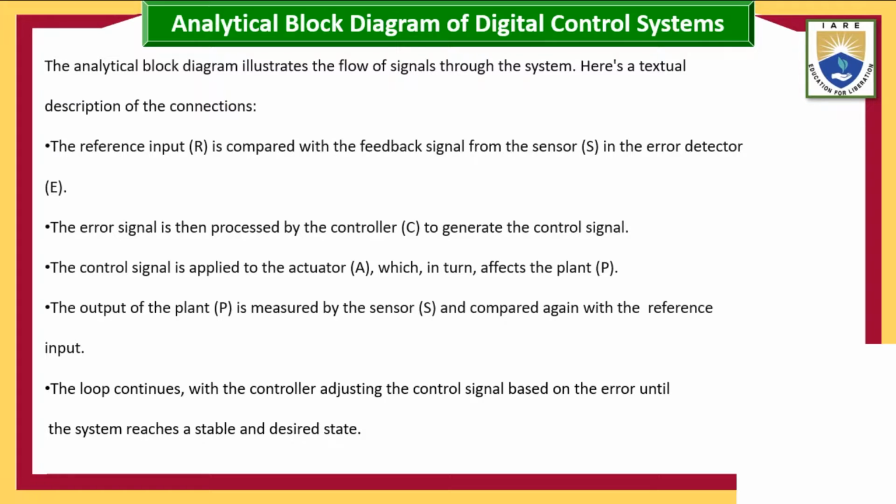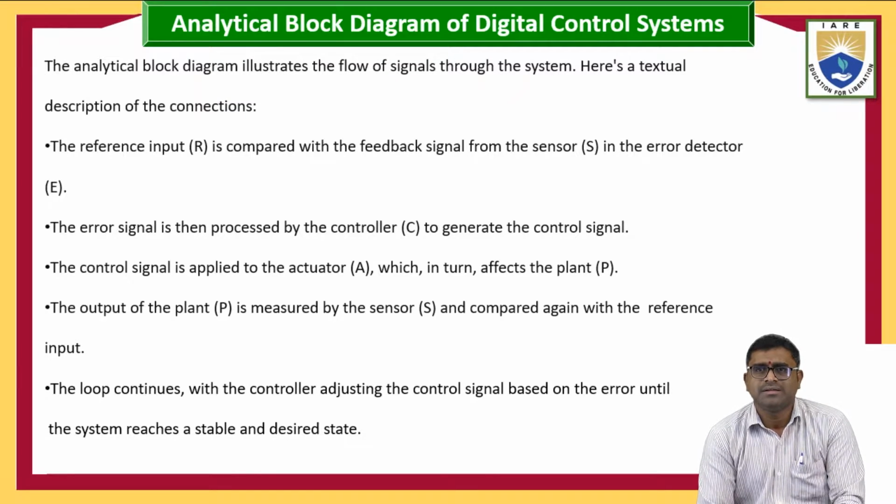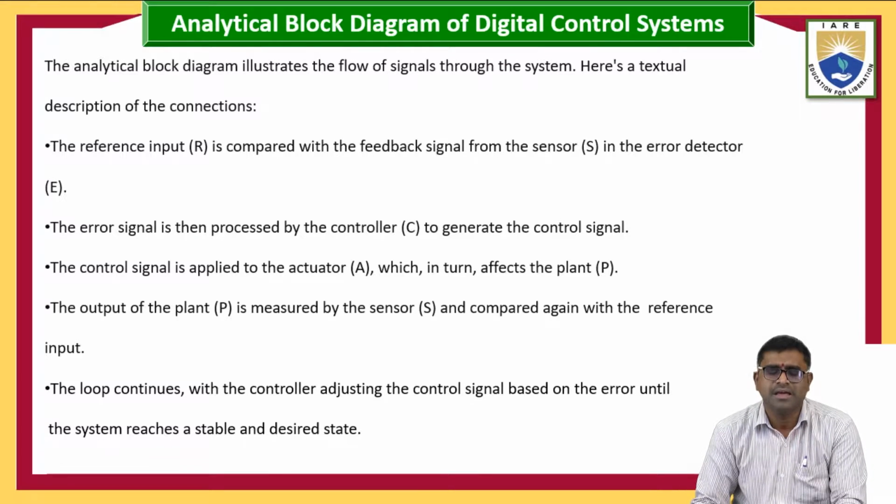Coming to the analytical block diagram, it gives the description of the connections. The reference input is compared to the feedback signal from the sensor by the error detector. The error signal is processed by the controller to generate the control signal. The control signal is applied to the actuator, which affects the plant. The plant output is measured by the sensor and compared with the reference input. The loop continues, and the controller adjusts the control signals based on the error signal.